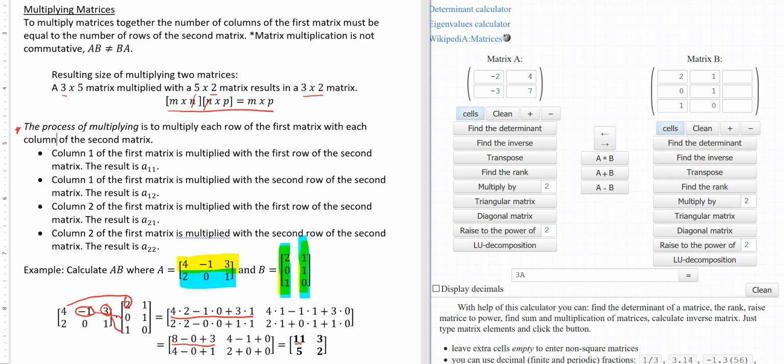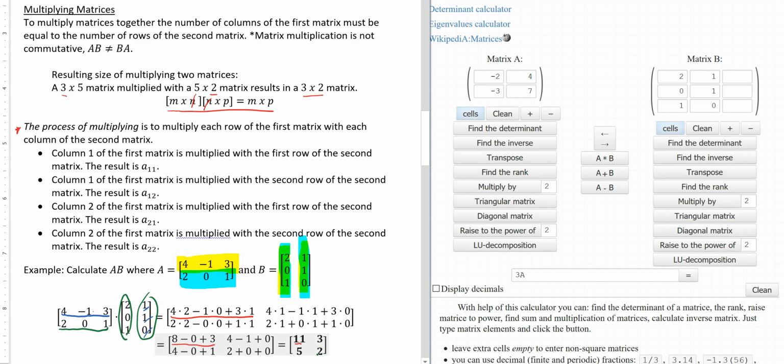Then I take that first row and multiply it with the second column. I multiplied 4 times 1, -1 times 1, and 3 times 0 to give me 4 minus 1 plus 0, which is 3. After I multiplied the first row with each column, I took the second row and multiplied it with each column one at a time. And the results were 5 and 2.